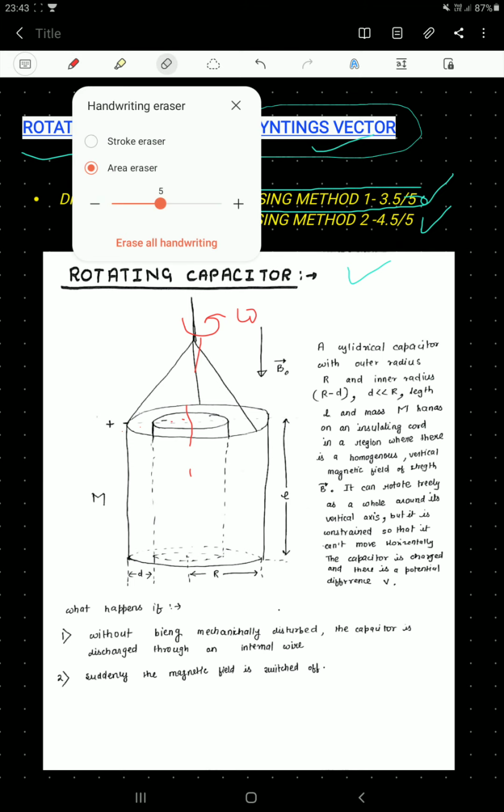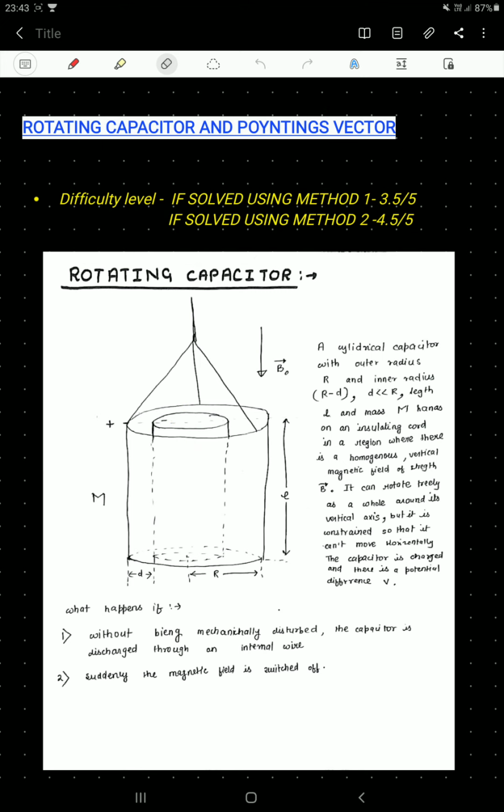Okay, so here the question says that a cylindrical capacitor. Okay, so what we got here is a cylindrical capacitor with outer radius capital R and inner radius R minus D, where D is very less than R. So the thickness is given. The thickness of the capacitor is D. So it has a length L and mass M and hangs on an insulating cord in a region where there is a homogeneous vertical magnetic field of strength B.